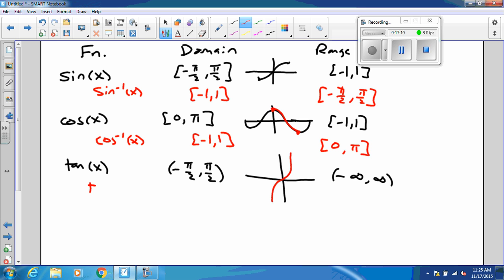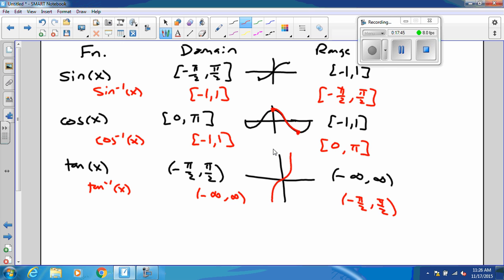So that when I invert to get the inverse tangent, then I'm going to get a domain from -infinity to infinity and a range from -pi/2 to positive pi/2. These three are the most important three, and if you understand this concept, then we'll be able to figure out the rest.